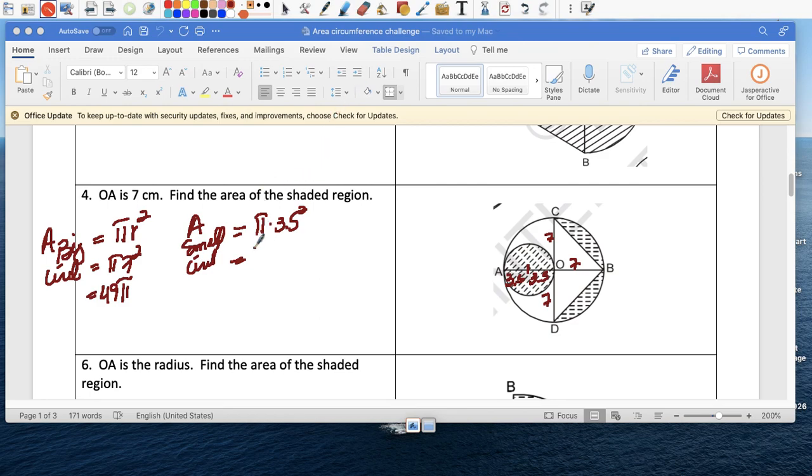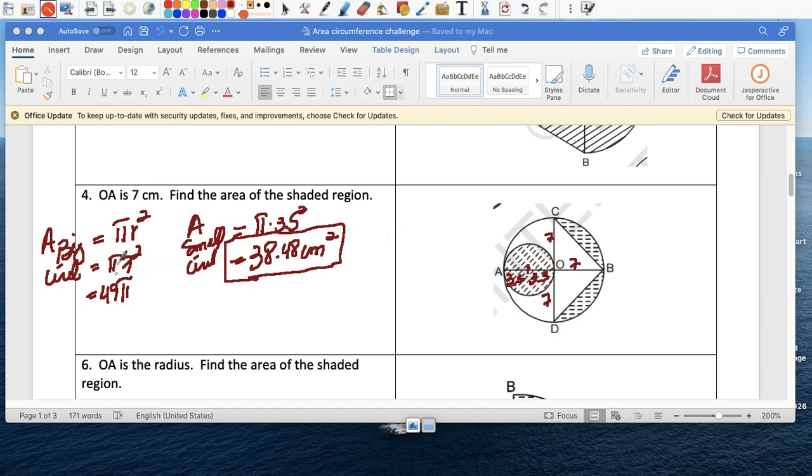So let's just write 38.48 centimeters squared. So that's the little circle. Right, so this is definitely part of my answer. Now the other part of my answer is this.